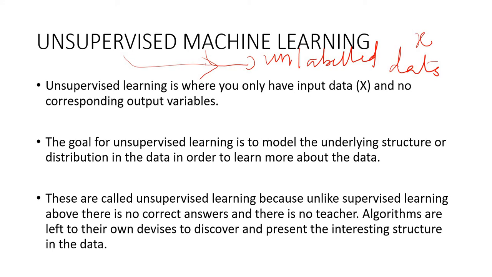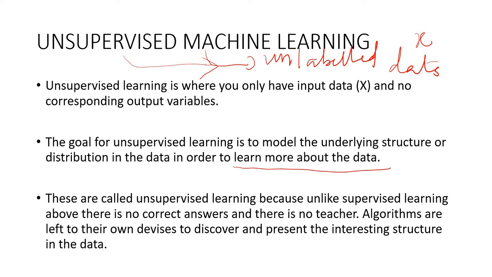The goal for unsupervised learning is to model the underlying structure or distribution in the data in order to learn more about the data. Very important. Here we have to learn more, and only then can we come up with a solution, because we are using unlabeled data. These are called unsupervised learning because, unlike supervised learning, there are no correct answers and there is no teacher. Algorithms are left to their own devices to discover and present interesting structure in the data.